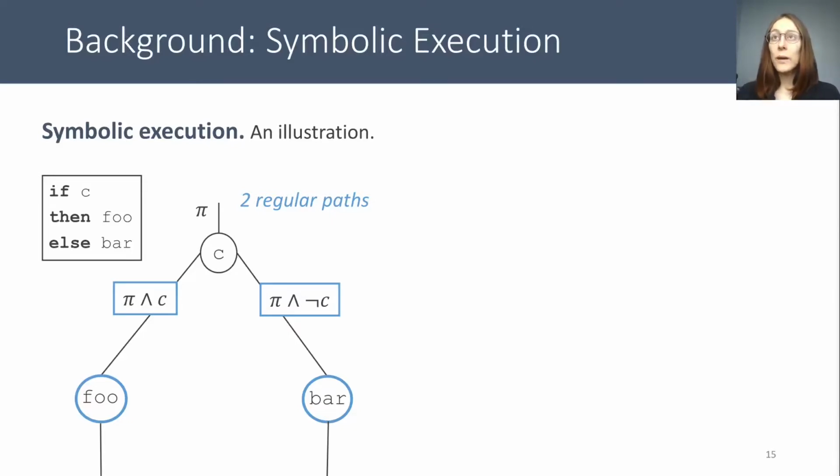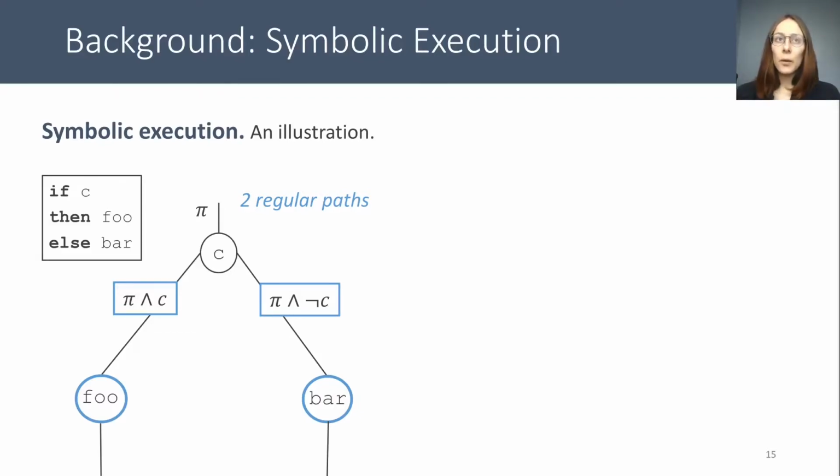First, let's recall how symbolic execution works on a small example. Symbolic execution executes the program with symbolic input instead of concrete input, and it builds a formula called the path predicate to keep track of the current path. Here, it is denoted by π.